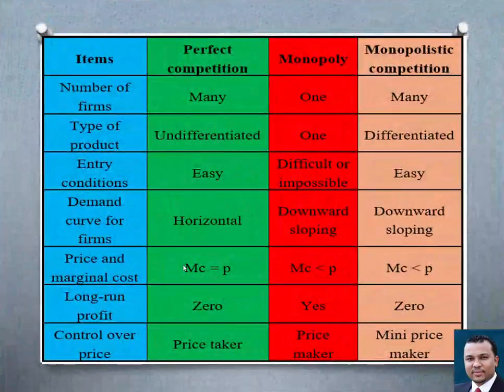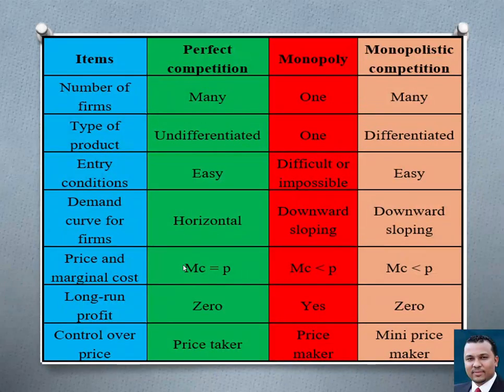In short, we summarize the features of each one based on the number of firms, type of product, entry condition, demand, price and marginal cost, long-run profit, and control over the price. To understand this comparison, take the number of firms: perfect competition, many; monopolistic competition, many. So this item is common between perfect competition and monopolistic competition, but different in monopoly, because we talk about only one seller, one firm, one producer.